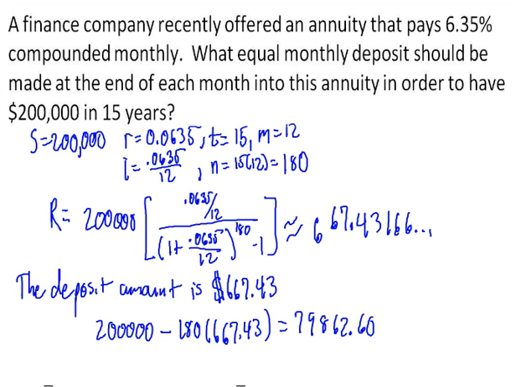So you could take that $200,000 minus, well, they make 180 payments of $667.43, and if you subtract those, you get that the person would make $79,862.60 in interest with this annuity.